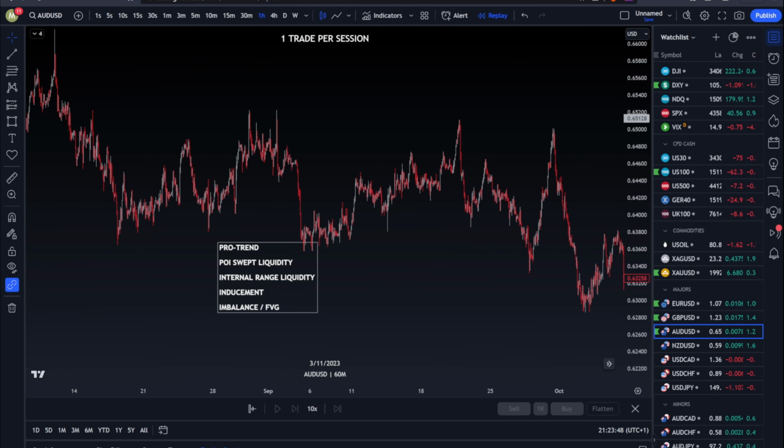Today I want to talk about how you should mark out your order blocks or POI, point of interest, the right way.